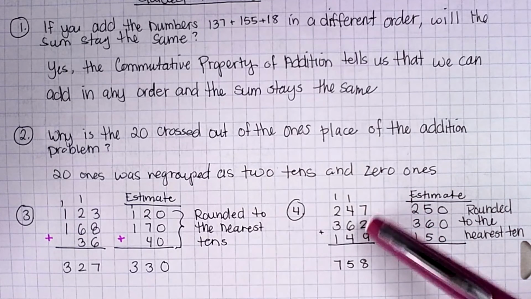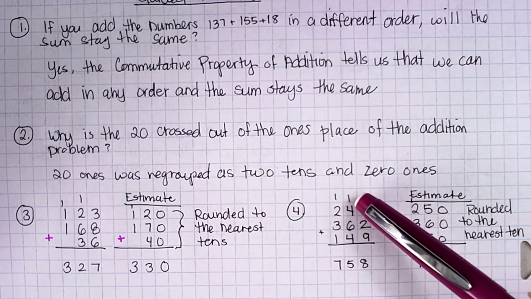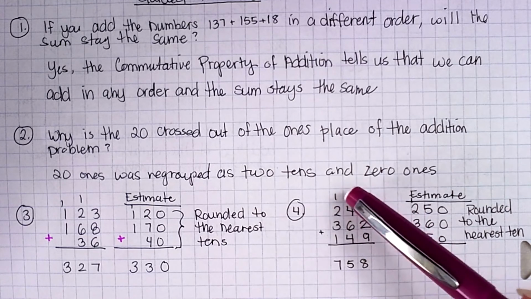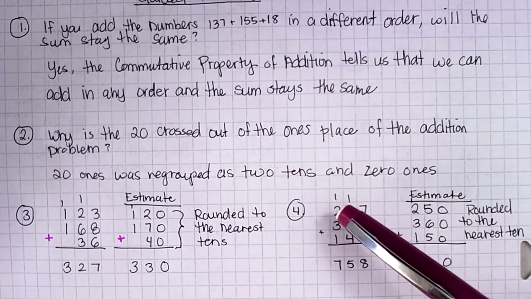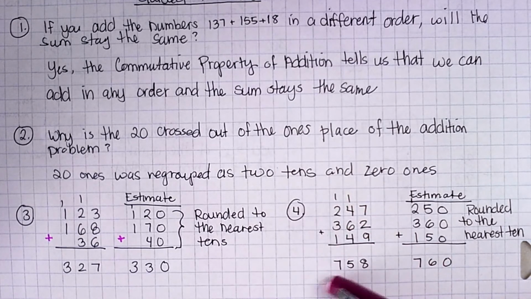7 plus 2 is 9. 9 plus 9 is 18. So I put my 8 and I carried my 1. 6 and 4 is 10. Plus 4 is 14. Plus another 1 is 15. So I put my 5 and I carried my 1. 1 plus 2 is 3. Plus another 3 is 6. Plus another 1 is 7. So my answer here was 758, which you can see is very close to 760. So I know my answer is correct.